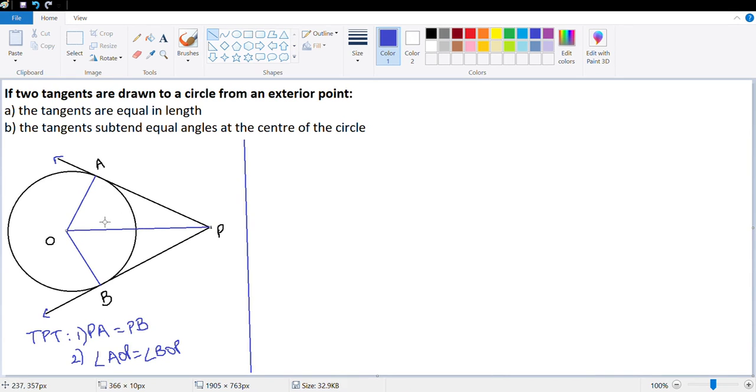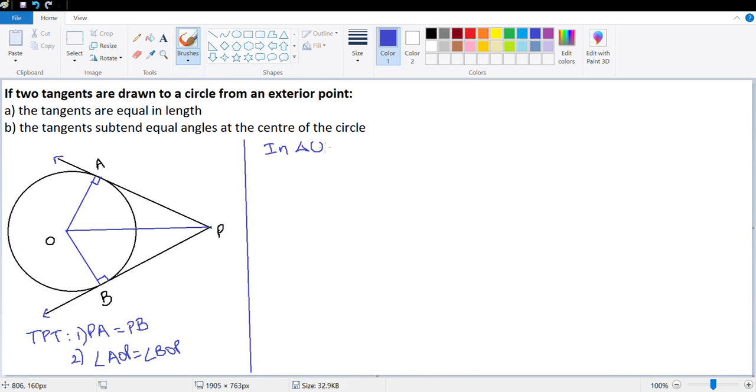So now that I've joined these, let's look at the two triangles which are formed and see if we can prove them congruent. I already know that angle OAP would be 90 because a tangent makes an angle of 90 degrees with the radius. Similarly, angle OBP would be 90, same reason. So let's just start writing.